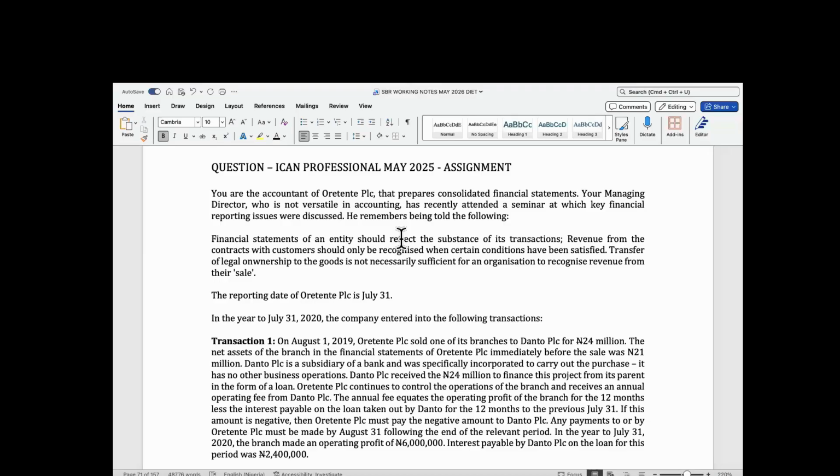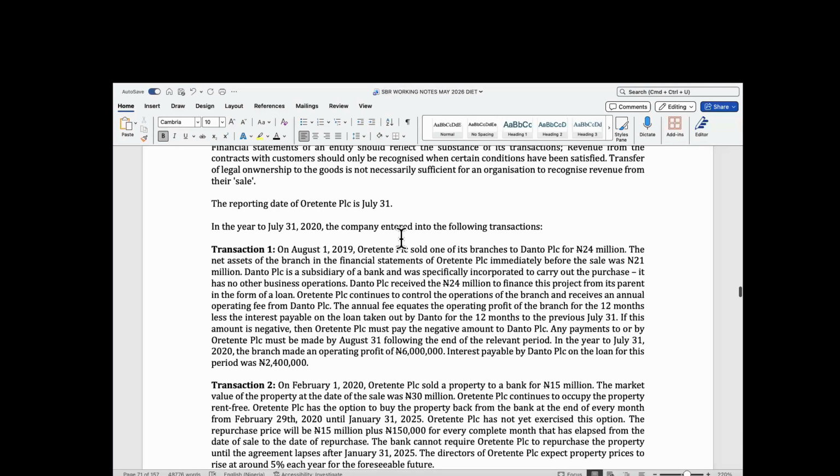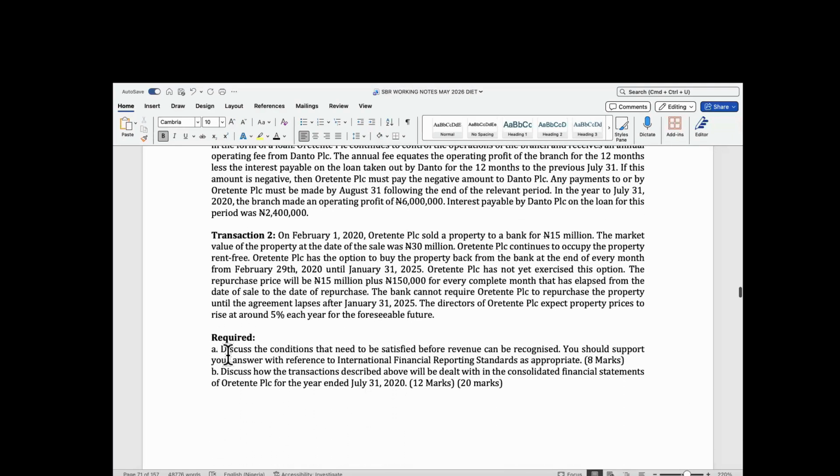The reporting date of Oriente is July 31st. In the year to July 31st, 2020, the company entered the following transactions. How many transactions? Two. The A part is just the conditions that need to be satisfied before revenue can be recognized. You should support your answer with reference to IFRS. So this one, conditions that need to be satisfied before revenue can be recognized. That one, you will probably be discussing those 5 steps before you can recognize revenue.